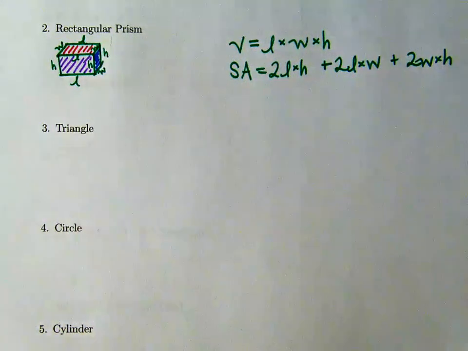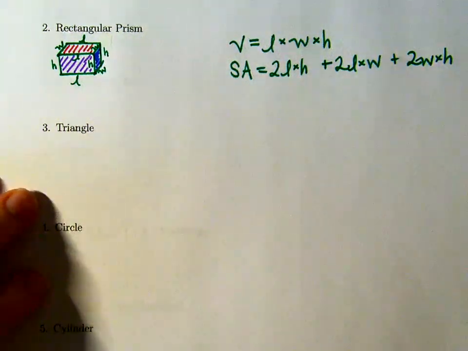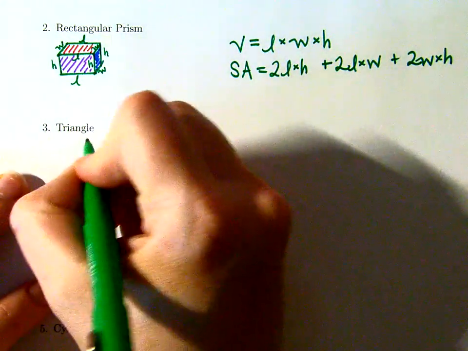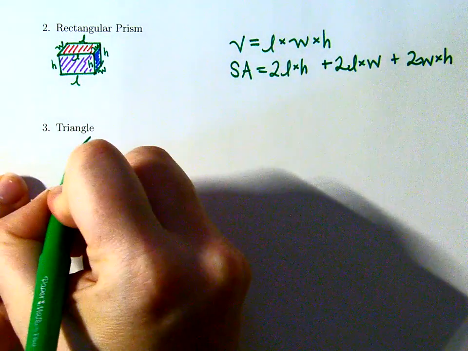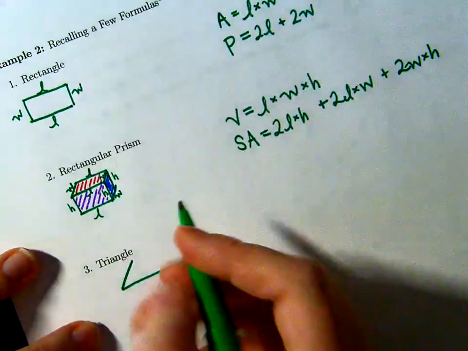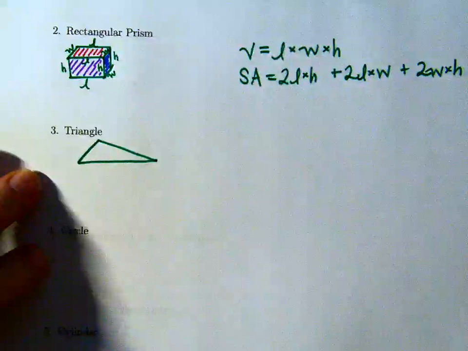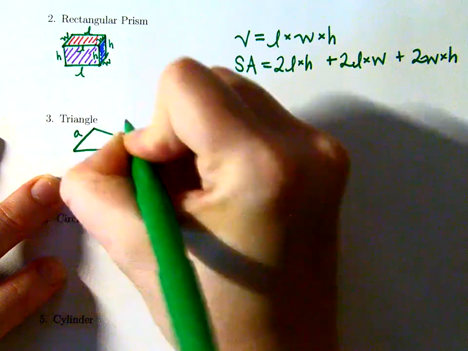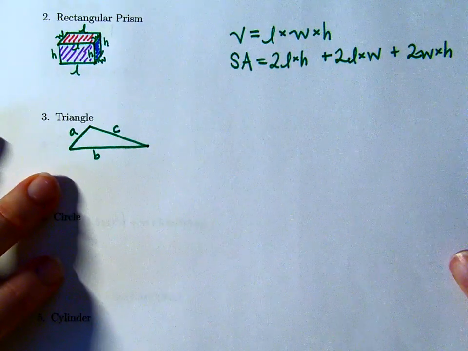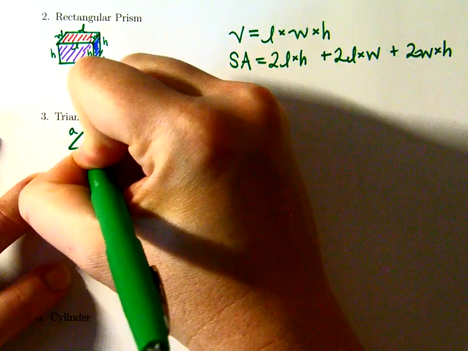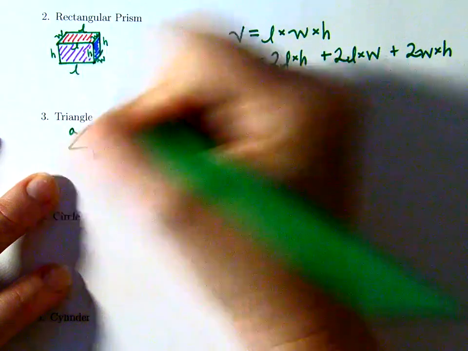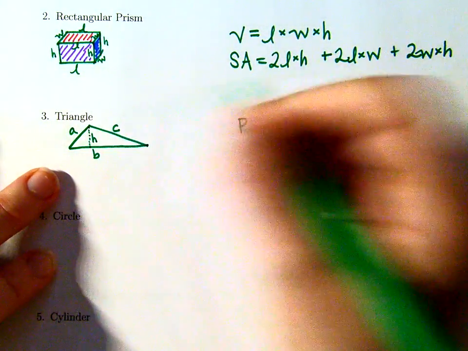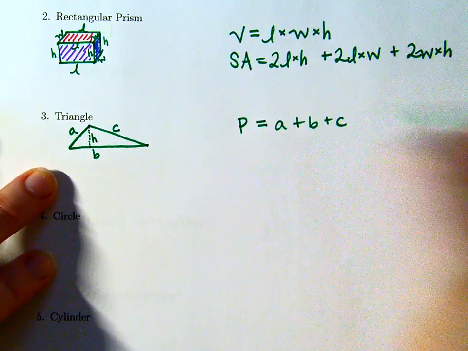A triangle. Okay. When I think about formulas for triangles, I think of actually 2 different triangles. The first triangle I think of has no particular known relationship between the 3 except for that they meet. A, B, and C. I'm going to call the sides A, B, and C. And I'm going to call how tall it is, the height of this triangle. Immediately, the distance around the outside of this is just A plus B plus C.